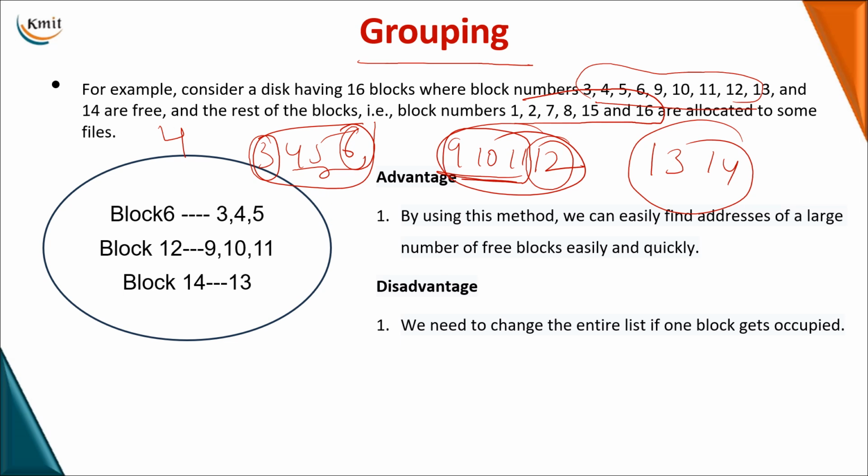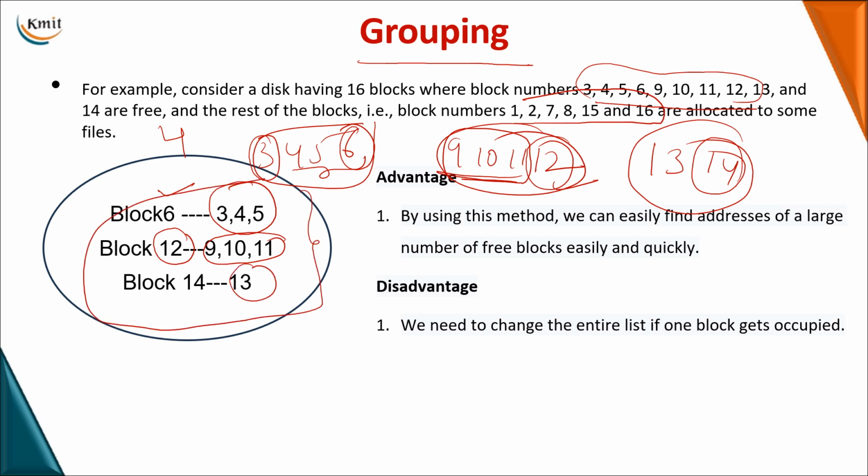So in 3, 4, 5, 6, what is your last block? Block 6 will contain the address of blocks 3, 4, 5. And in the second group, the last block is 12, and this 12 will contain the address of 9, 10, 11. And in this one, the last block is 14 and it contains the address of 13. So here you are able to identify how many blocks are free, and the address of each and every block is maintained in your last block.